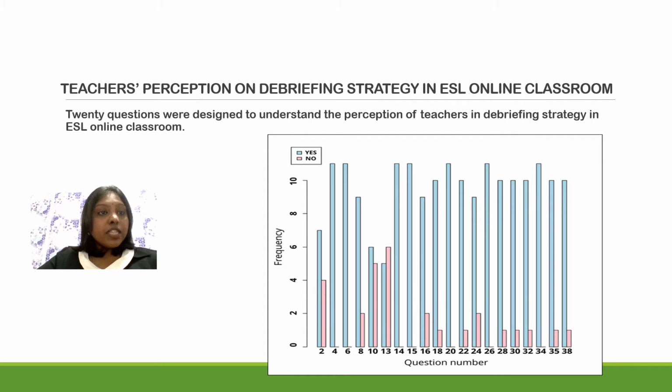All 11 English language teachers answered yes unanimously for questions number 4, 6, 14, 15, 20, 26 and 34. This is shown in the chart. The answer yes is chosen more frequently than no for all the questions, except question 30: Do you think pupils understand the importance of debriefing? In which 6 teachers voted no.